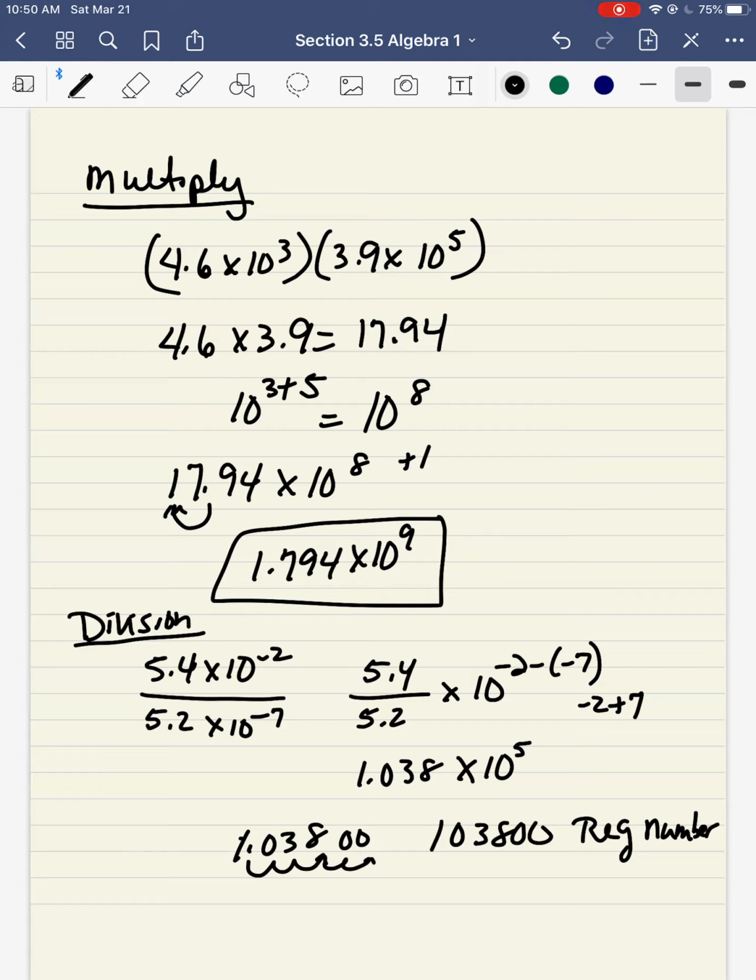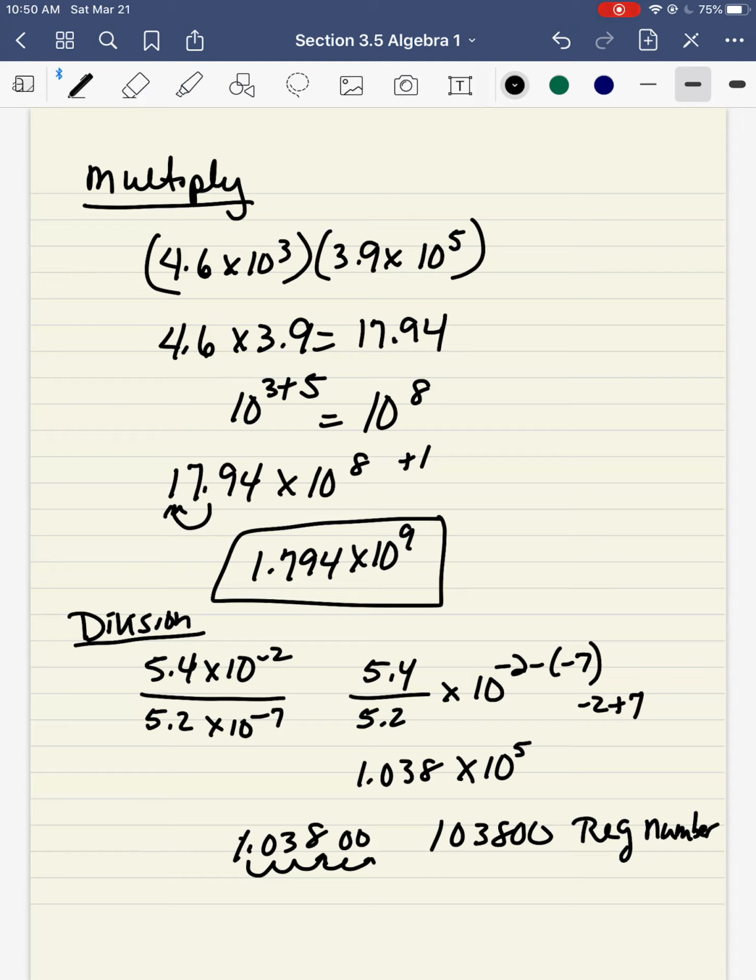When you're multiplying scientific notation numbers, you multiply the a parts. In this case, the a part is the 4.6 and the 3.9. So I multiply 4.6 times 3.9 and I get 17.94. I will add my exponents. So 3 plus 5 makes 10 to the 8th. So the answer becomes 17.94 times 10 to the 8th.